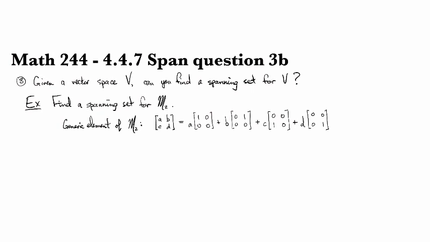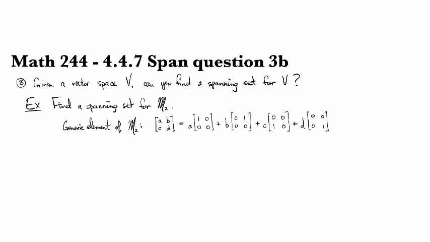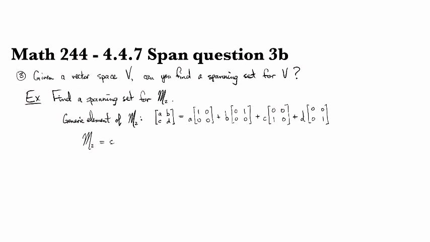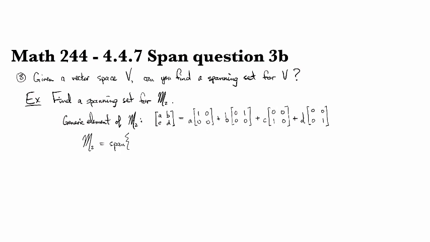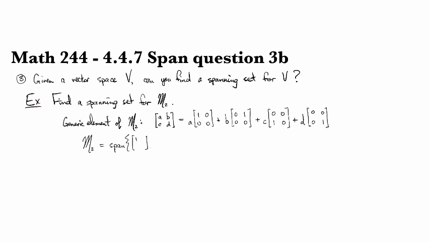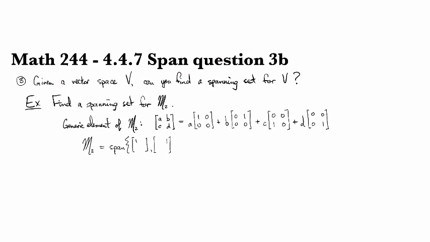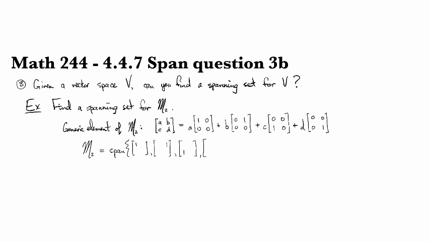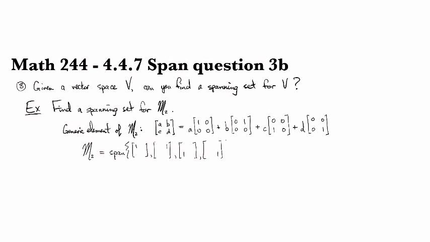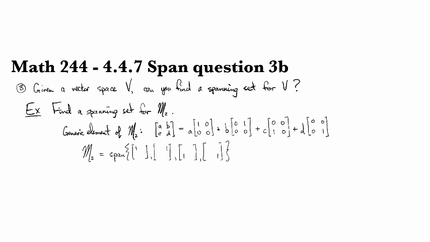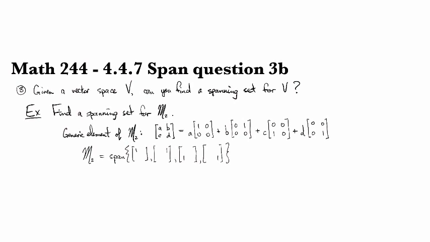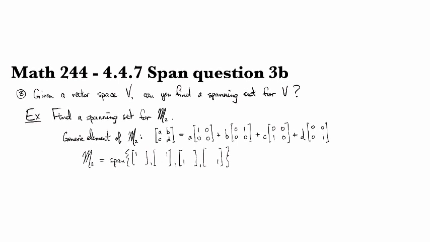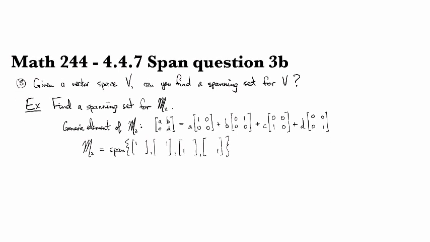So then that tells me that M2 is the span of 1, 0, 0, 0, and 0, 1, 0, 0, and 0, 0, 1, 0, and 0, 0, 0, 1. I'm not writing the zeros because I like to call attention to the part of the matrix that's non-zero. Well, that and I'm lazy, but there you go.